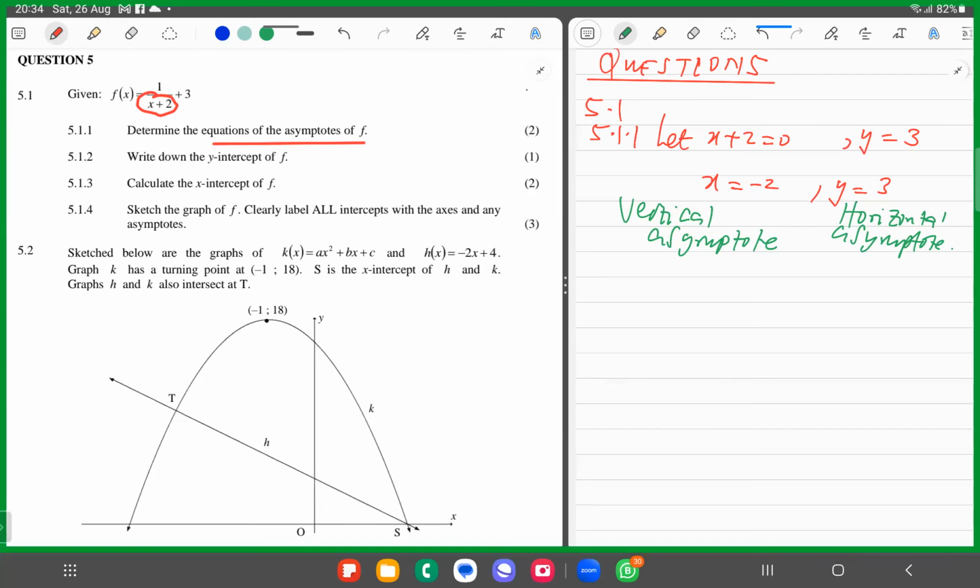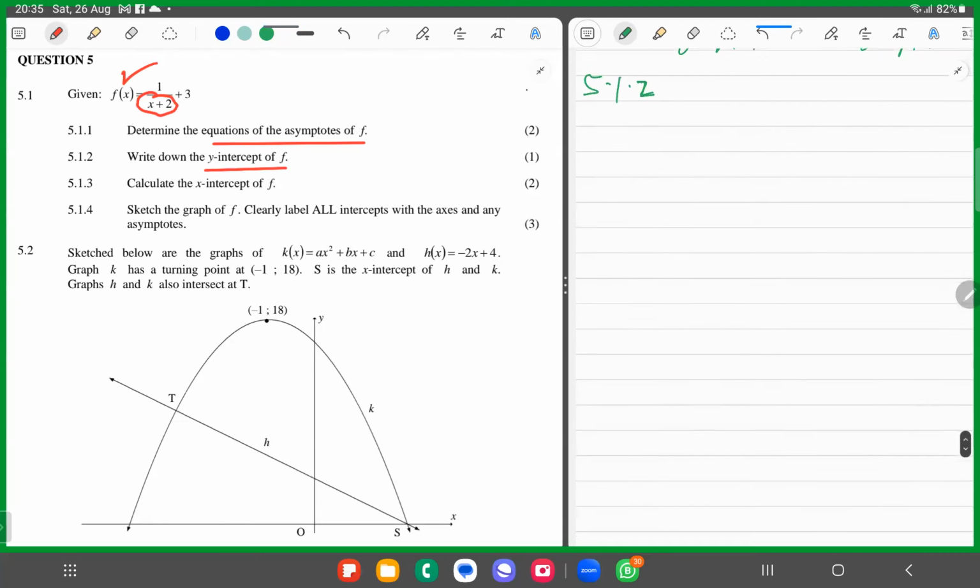Right, in 5.1.2, write down the y-intercept of f. The y-intercept of f. f is the rectangular hyperbola. What is the y-intercept? We are looking for the y-intercept. How do you deal with the y-intercept? You let x be 0.